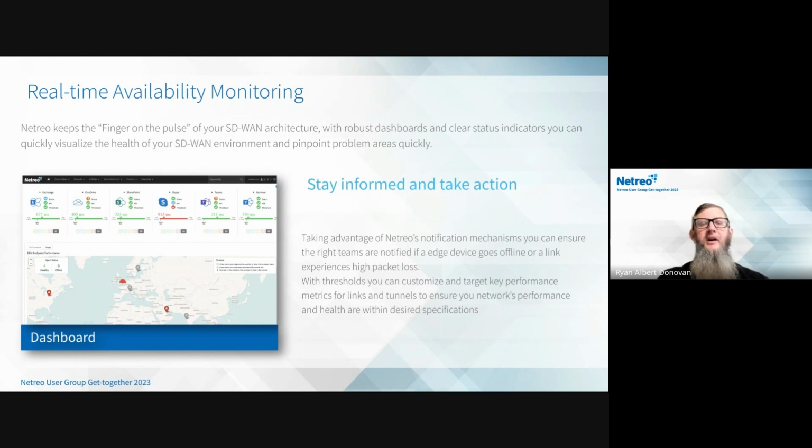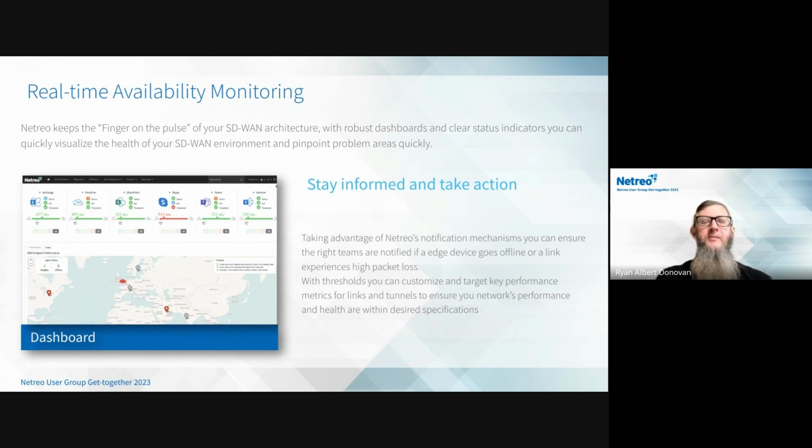With availability monitoring, we can keep a close eye on the status of all network components, such as routers, links, and even SD-WAN devices themselves. This information is displayed on a dashboard that provides instant visibility into your network's health, ensuring that your network is up and running when you need it most.